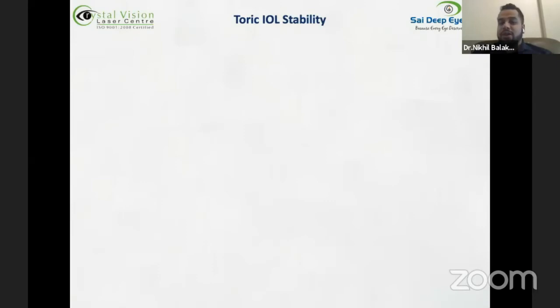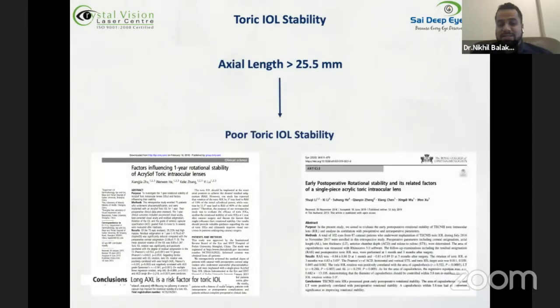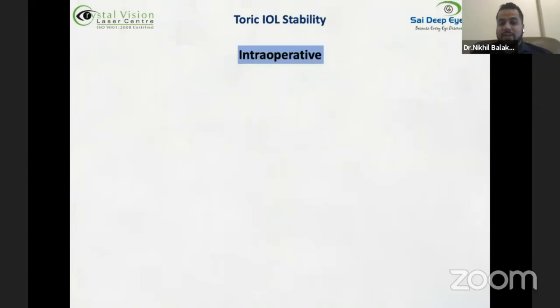Coming to the last point, toric IOL stability. So usually toric IOLs are very stable. The newer generation IOLs fuse well with the posterior capsule and hence do not rotate. But in patients with axial length more than 25 millimeters, that is high myopes, they usually show poor toric IOL stability. These are the papers which have already been published and it's well documented.